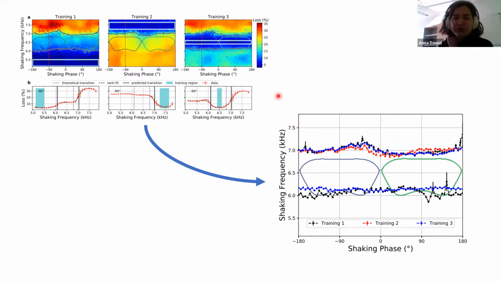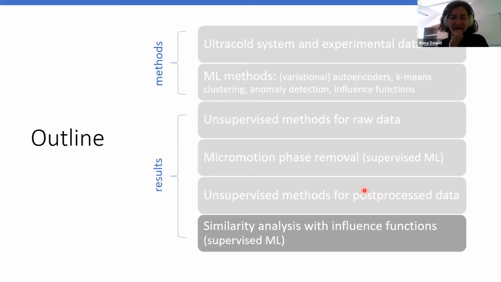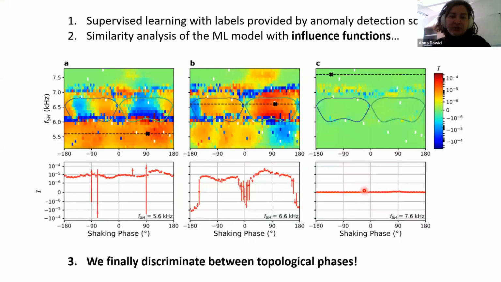So what we did, we trained a model in a supervised way, telling it, here are points from phase 1, here are points from phase 2, here are points from phase 3. And then you analyze this model with influence functions. These influence functions are telling you which data points processed by a model are viewed by it as similar. And you always need to calculate influence function between one test point and one training point.